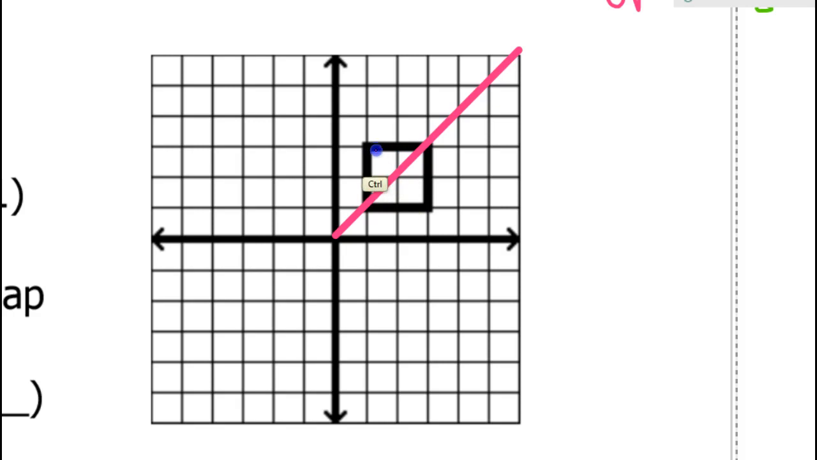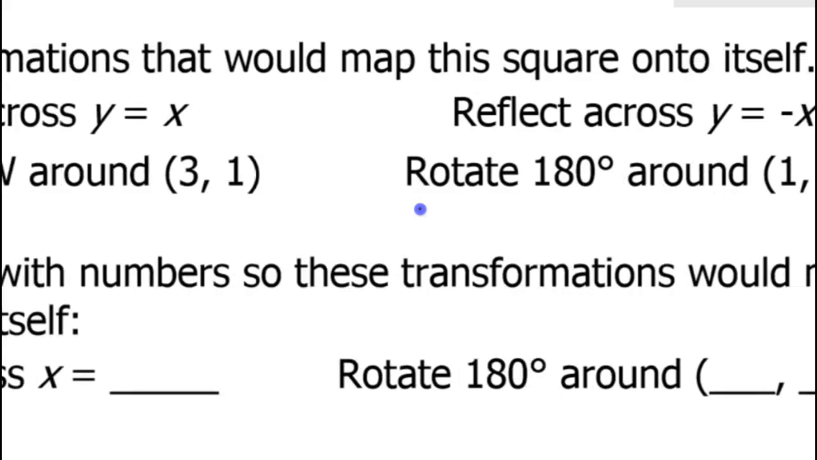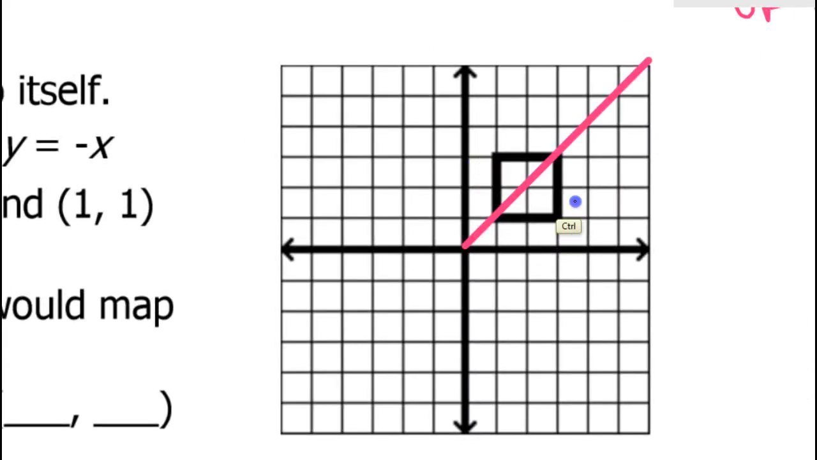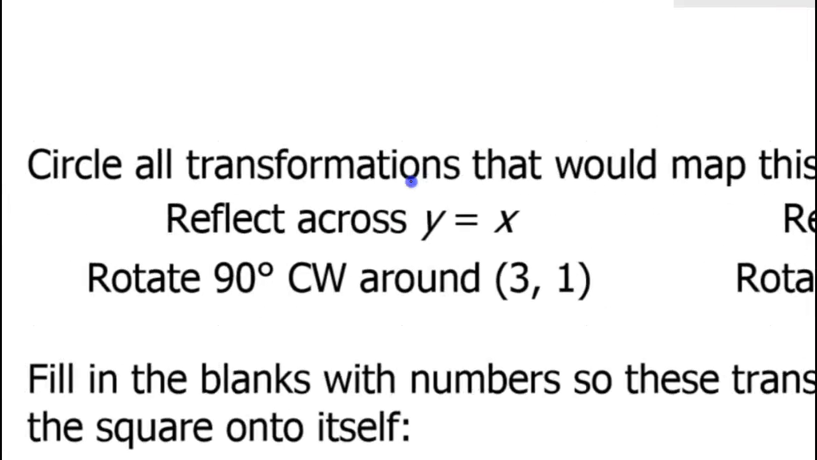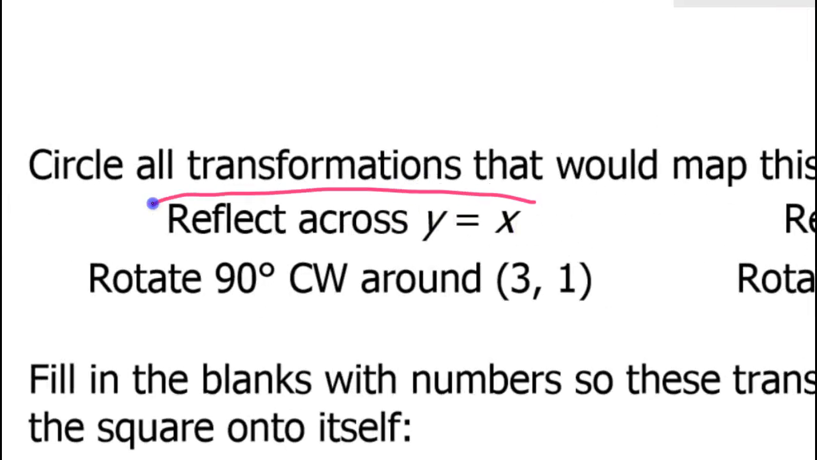The top half of this square, above and to the left, is identical. It's the mirror image of the lower part. So the line y equals x is a line of symmetry. So if I did a reflection over this, it would still look the same. So we'll circle that one.